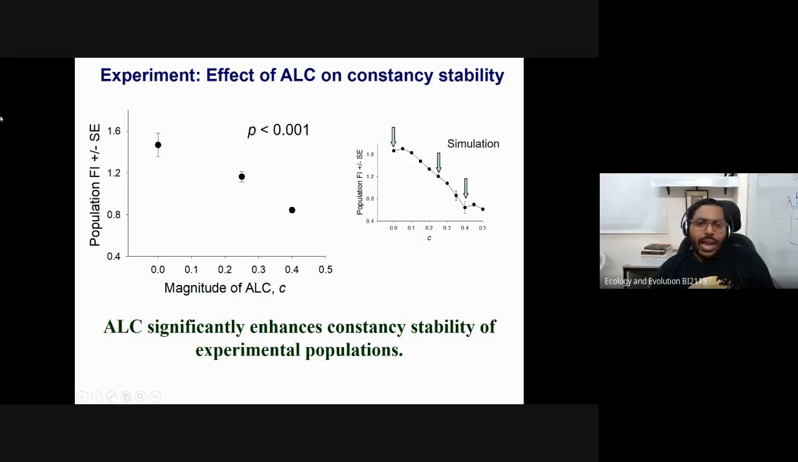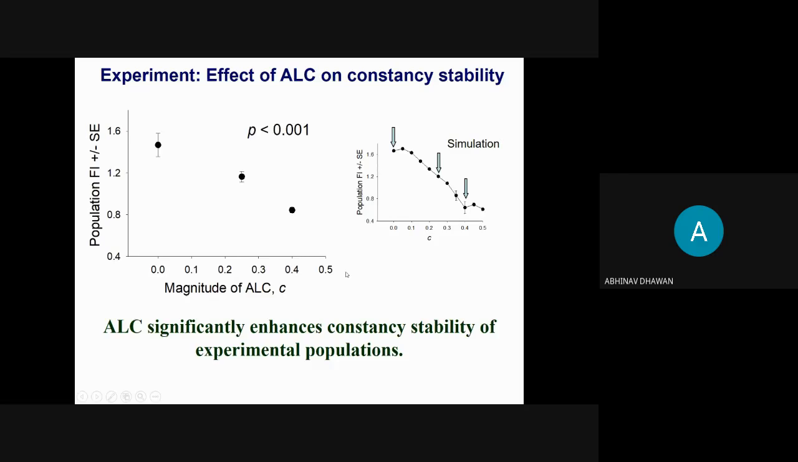And this is the experimental result. You can see that we get a very nice gradation again, and roughly speaking, I won't put too much to it, the actual values of Fi that we are getting are roughly in the same zone as these ones. So this suggested that ALC significantly enhanced the constancy stability. So lowering of Fi is equal to enhancing constancy stability in the experimental populations.